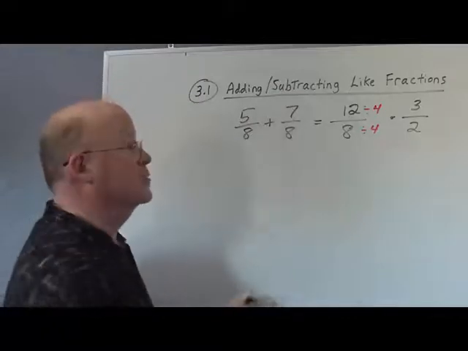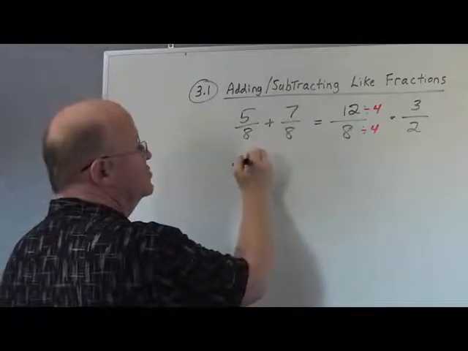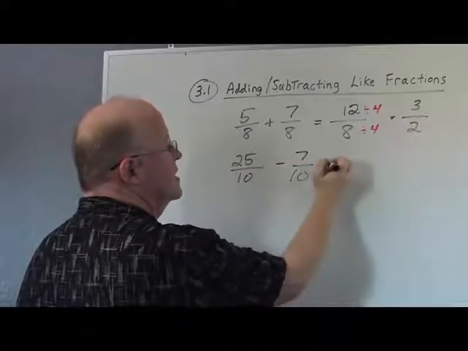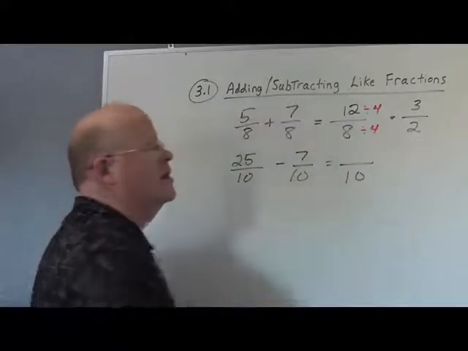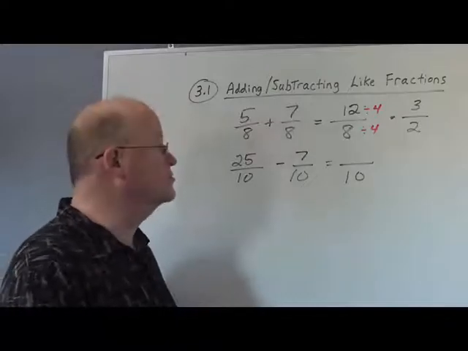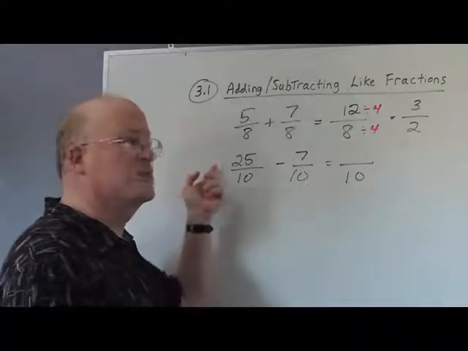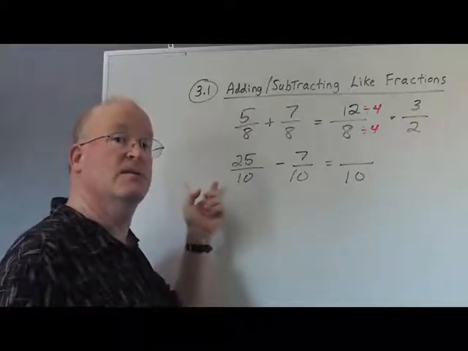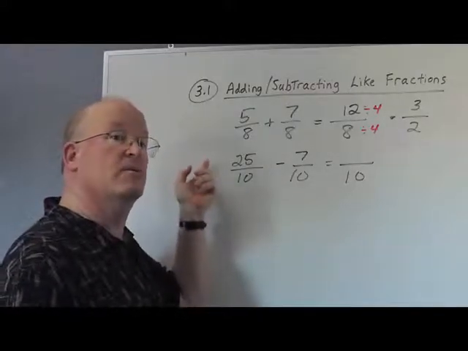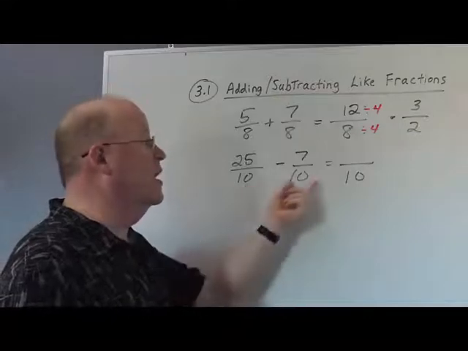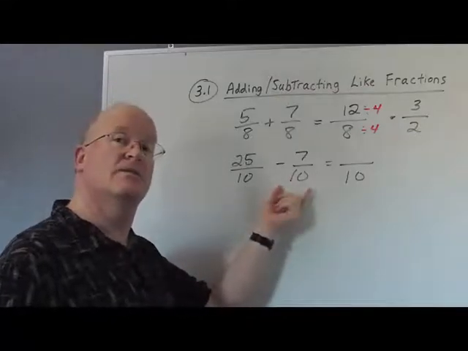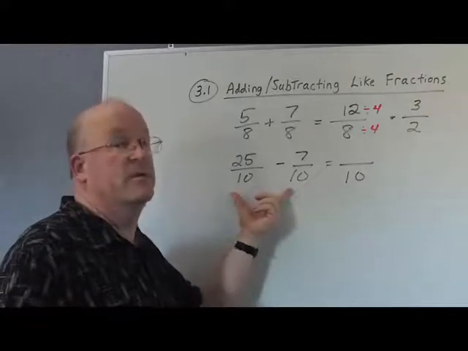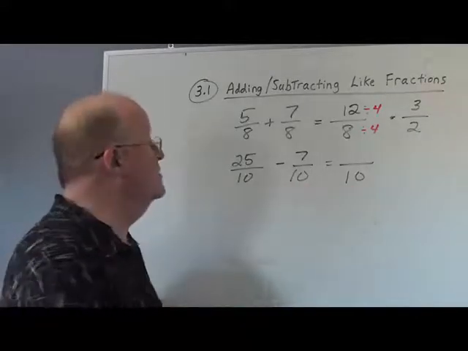Now subtraction works the same way. If I have 25/10 minus 7/10, again I need to have a common denominator in order to be able to subtract. Now I notice that 25 and 10 both are multiples of 5, and I could reduce this original fraction. But if I reduce that to 5 over 2, I would no longer have a common denominator to subtract with. So we'd have to get it back to that 10 as a denominator anyway. So this is how we're going to start this problem.